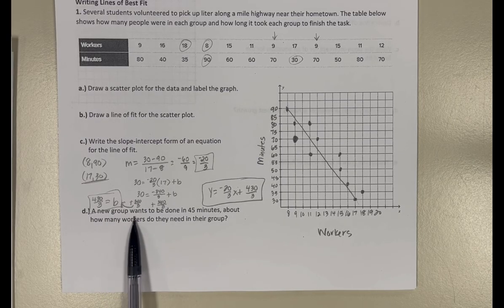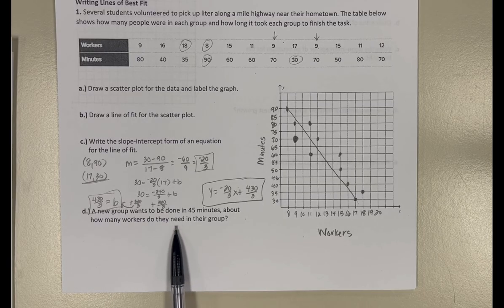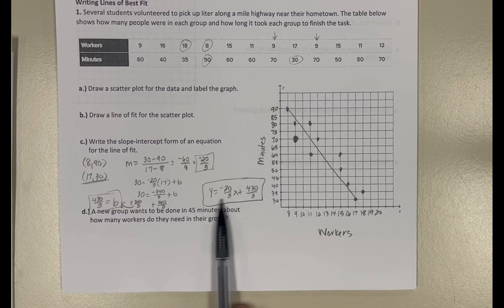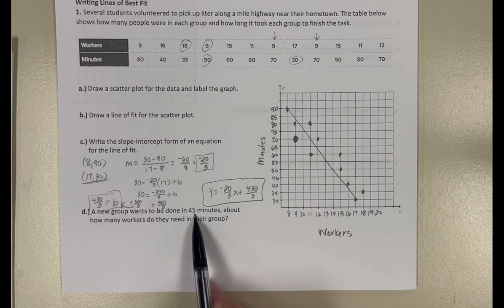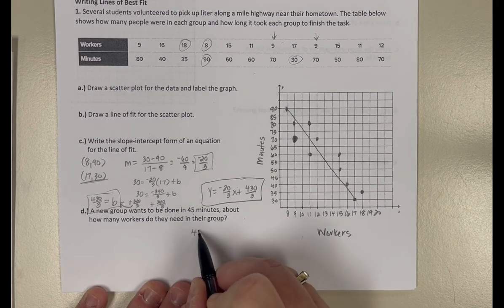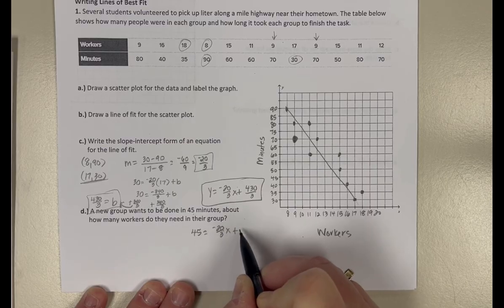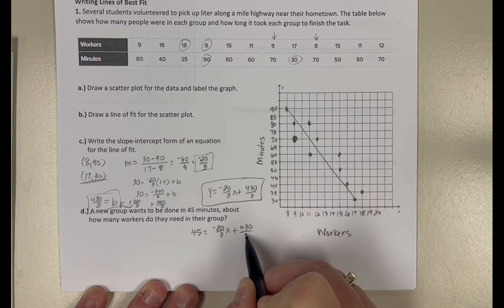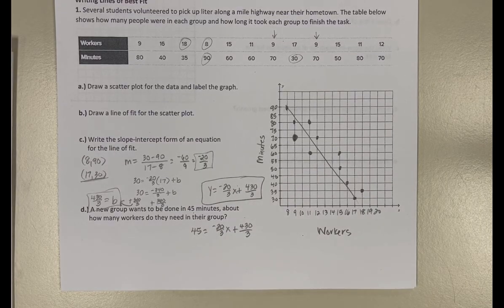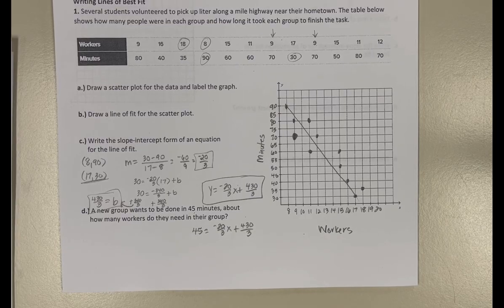Now, it says a new group wants to be done in 45 minutes. About how many workers do they need in their group? Well, where do I put 45 into my equation? Do I put it in for X or Y? For Y. So now we say 45 equals negative 20 thirds X plus 430 thirds. Crazy numbers, aren't they?